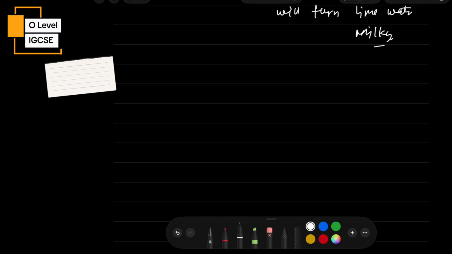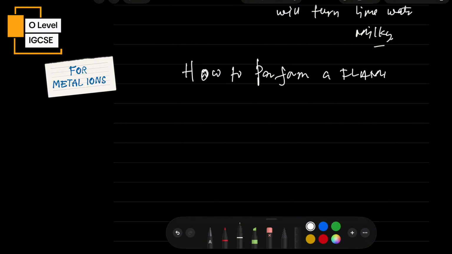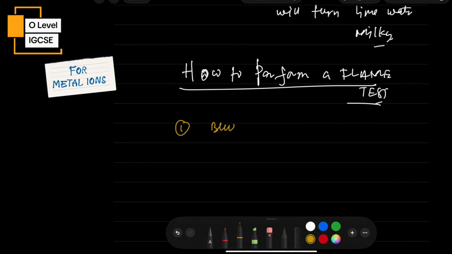And now the next thing is how to perform a flame test. Number one, basically we should adjust the blue flame of the burner.